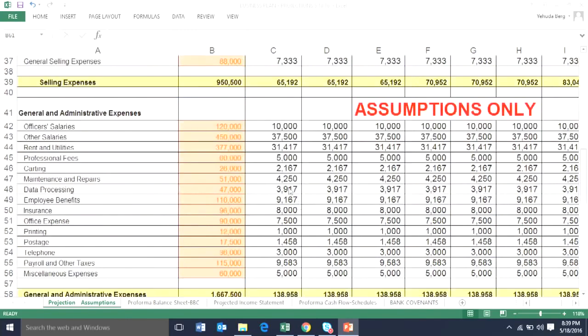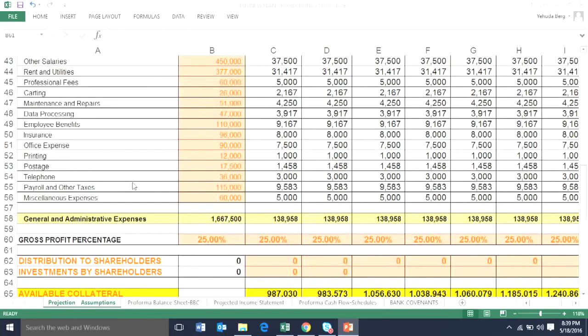The same thing is with my general and administrative expenses, as Yankee Shimon discussed before: salaries, maintenance and repairs, data processing, postage, printing, payroll taxes, everything else based on historical. We know how much it costs a month. These are all assumptions, first of all. My gross profit percentage, which I'm using for this particular percentage, again, is something that I fill in. It's an assumption. Right now, it's 25%.